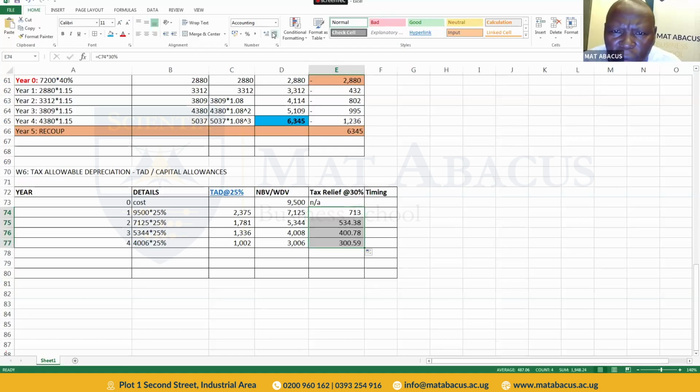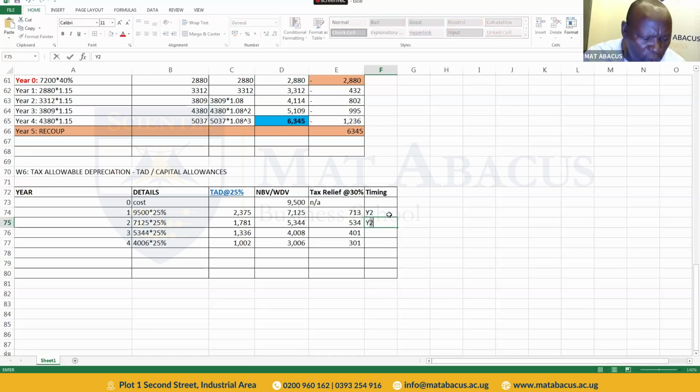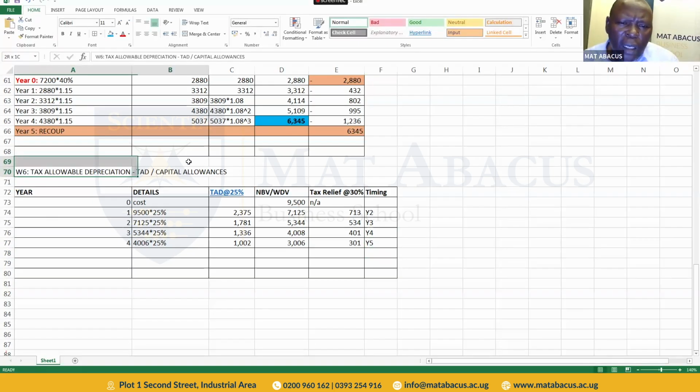Therefore, if I round off, I should be able to have that. Because the tax we're going to pay in arrear, this will be in year 2, this will be in year 3, and this will be in year 4, and that will be in year 5. That's how you should have done your capital allowances.